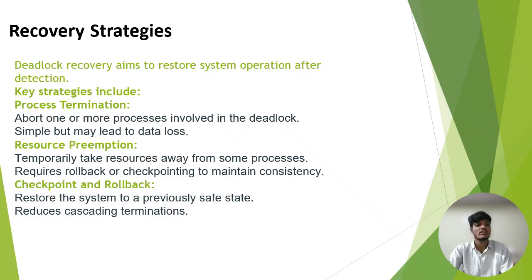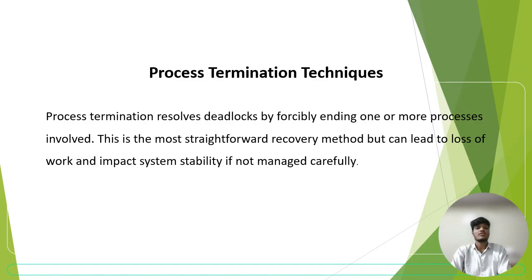Here, terminating one or more processes involved in the deadlock is simple but may lead to data loss. Resource preemption temporarily takes resources away from some processes and requires rollback or checkpointing to maintain consistency. Checkpoint and rollback restore the system to a previously safe state and reduce cascading terminations. Next, process termination techniques.